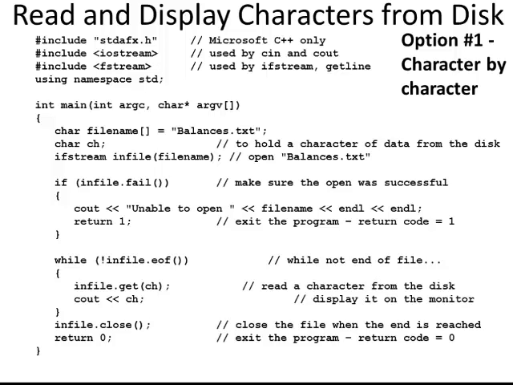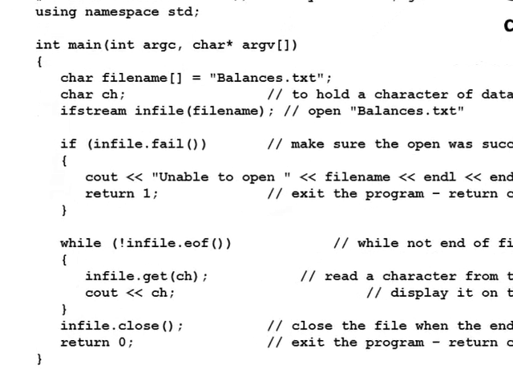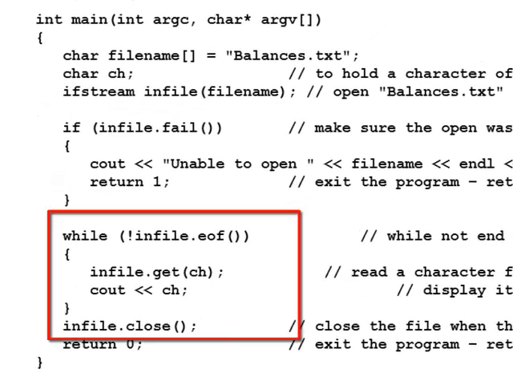I'm going to do 3 options here to show how to read the file and display it to the monitor. The first option is I'm going to do character by character. So I'm going to open up the file, and then in the while statement it says while not infile.eof, that means end of file. While I have not reached the end of file, I am going to get 1 character from the file, put it into the variable ch, and then display that character. It's going to loop and loop all the way through the file until I hit the end of file.